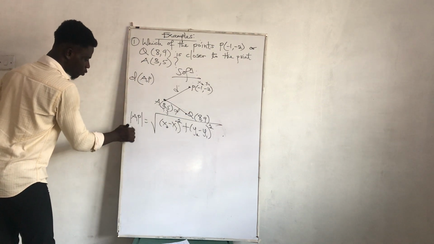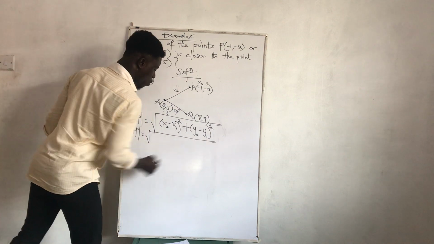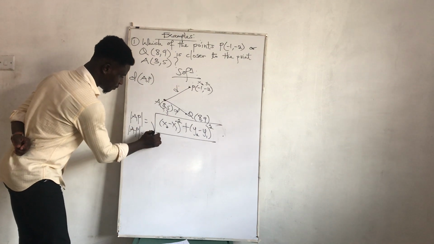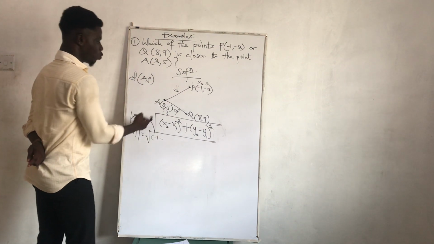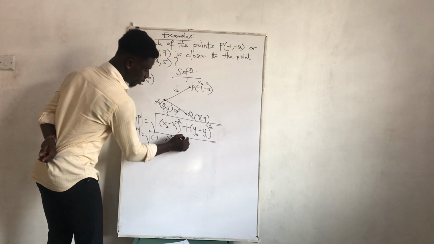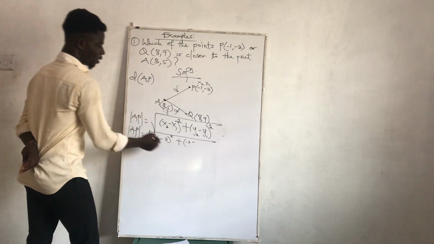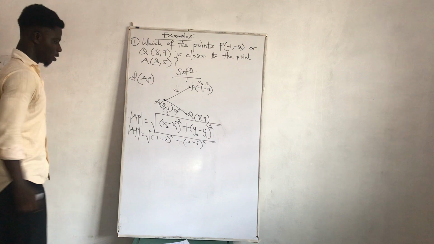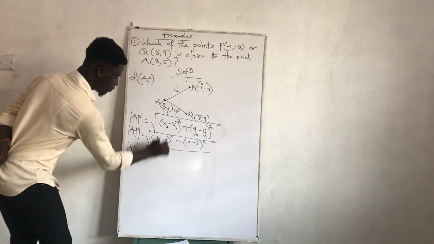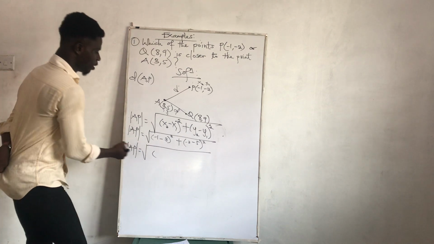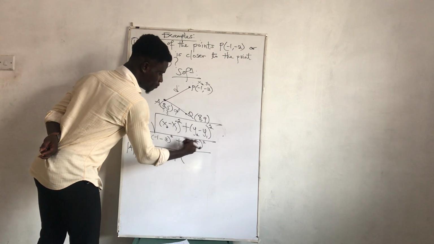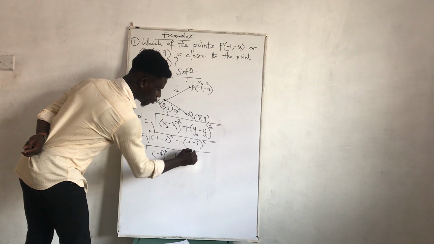Then we substitute. So the length of AP must be equal to the square root of (x2, which is -1, minus x1, which is 3) all squared, plus (y2, which is -2, minus y1, which is 5) all squared. So the length of AP equals the square root of (-1 minus 3, which gives us -4) squared, plus (-2 minus 5, which gives us -7) all squared.